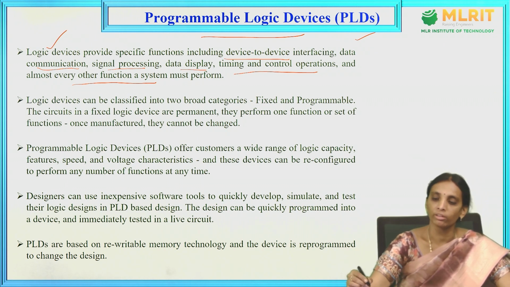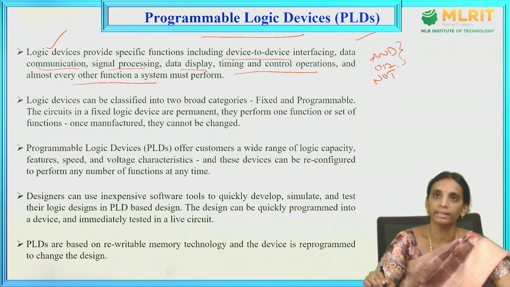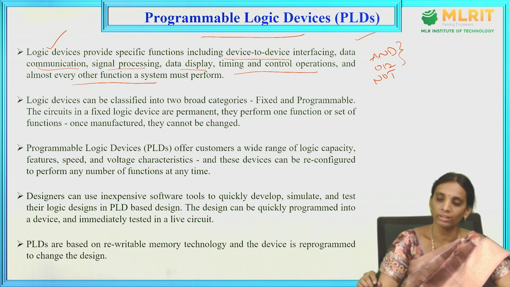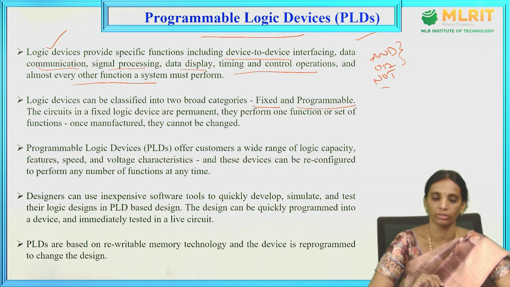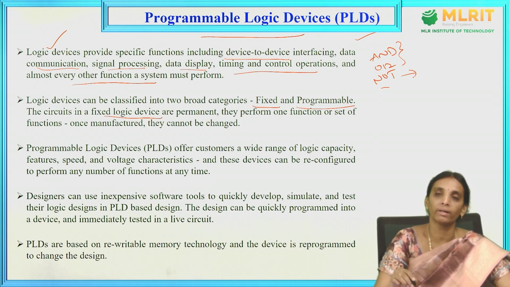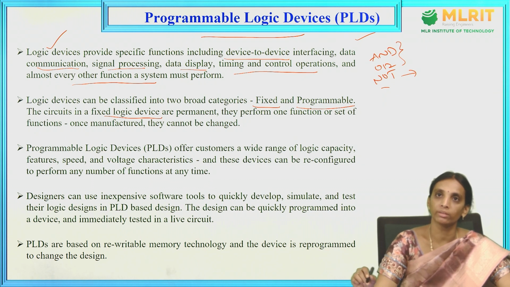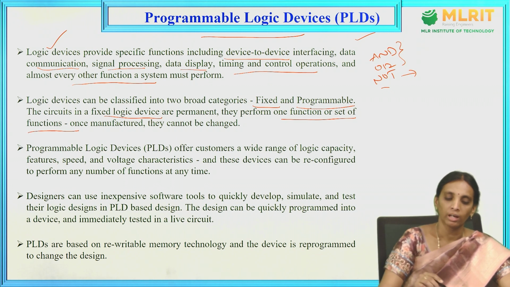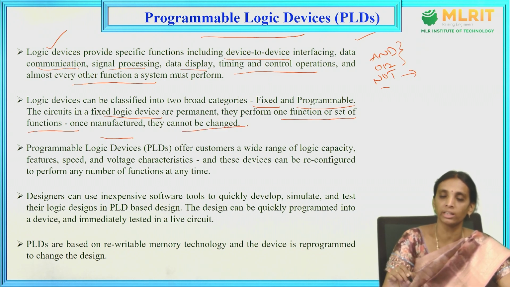Here, what are the logic devices we have? The AND gates and OR gates. By using these AND or NOT gates, we can implement any design. By using this method, we have two types of logic devices. One is the fixed logic device, another one is the programmable logic device. Fixed logic devices are called permanent devices, in which we have a fixed setup for designing an embedded system with logic gates. Here they can perform one function or a set of functions, and once manufactured, we cannot change anything in that design.